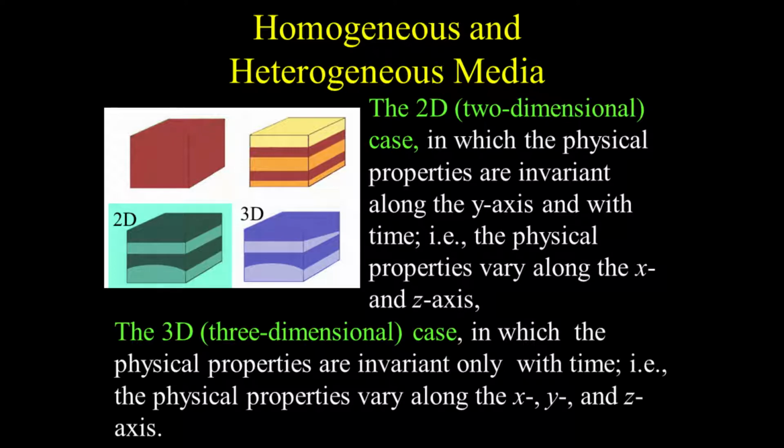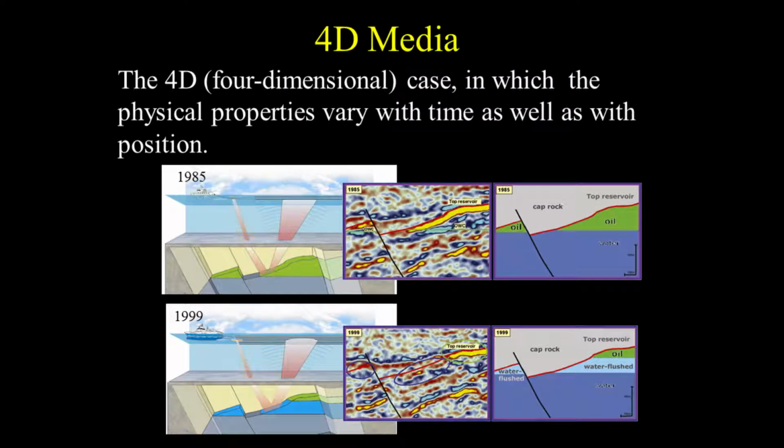The 3D or three-dimensional case, in which the physical properties are invariant only with time. That is, the physical properties vary along the x, y, and z-axis. The 4D or four-dimensional case, in which the physical properties vary with time as well as with position. Here is an illustration of a 4D model describing the Gulfaks oil field. This model varies in space as well as in time, with time being the fourth dimension.